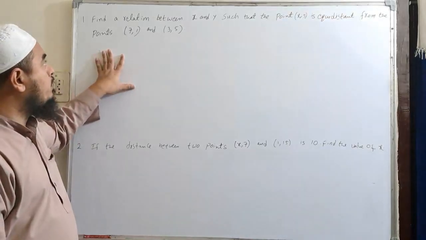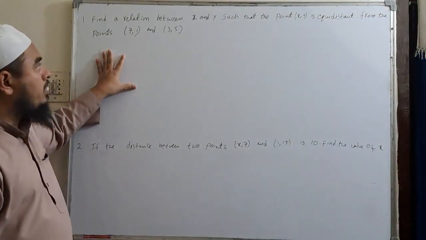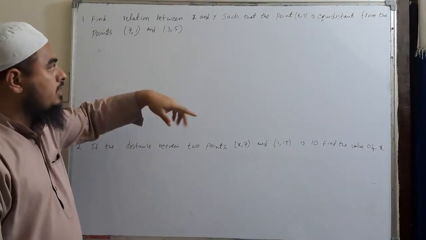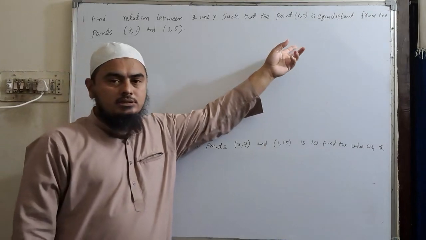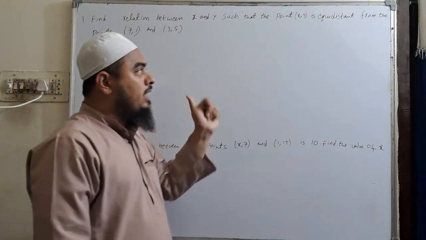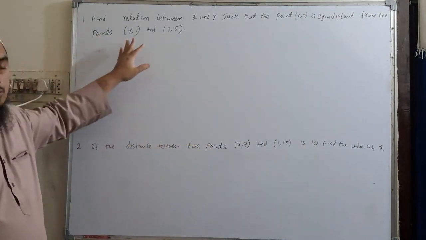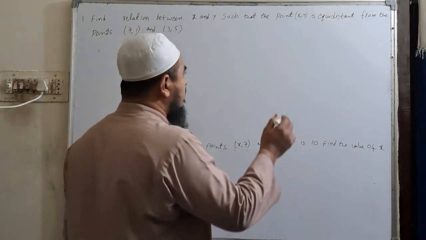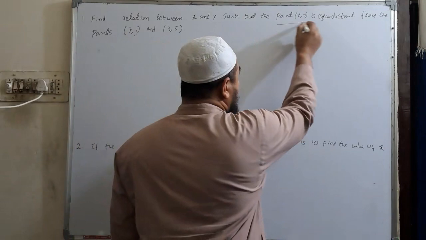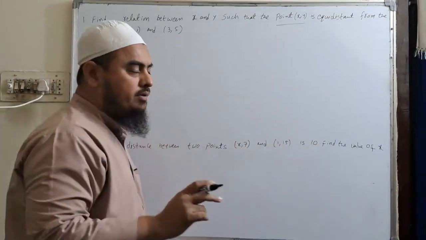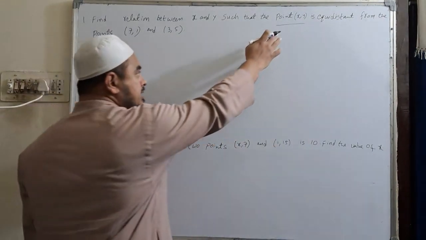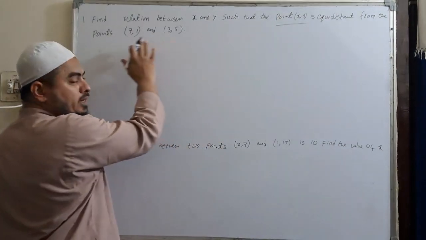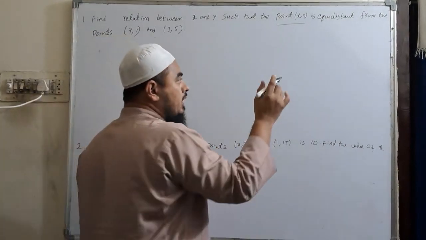So here we have a problem. Find the relation between x and y such that the point (x, y) is equidistant from the 2 points, that is (7, 1) and (3, 5). So what they are asking is to find a point (x, y) which is equidistant from these 2 points (7, 1) and (3, 5).